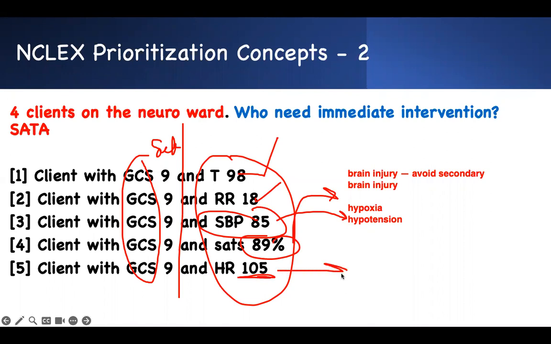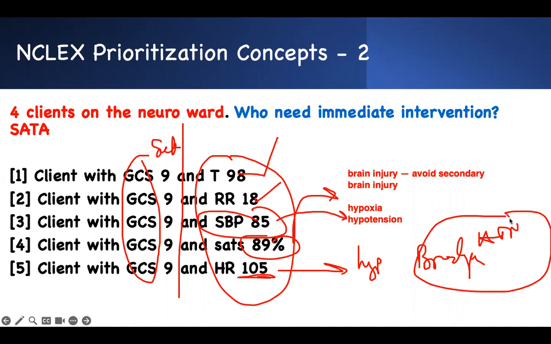Tachycardia is good. You don't want a brain injury patient to be what? Bradycardia. When they're bradycardic and hypertensive, they have Cushing phenomenon. They're herniating. So I want to make sure there's no hypoxia, no hypotension that will cause secondary brain injury. So this and that are the patient you need to see.